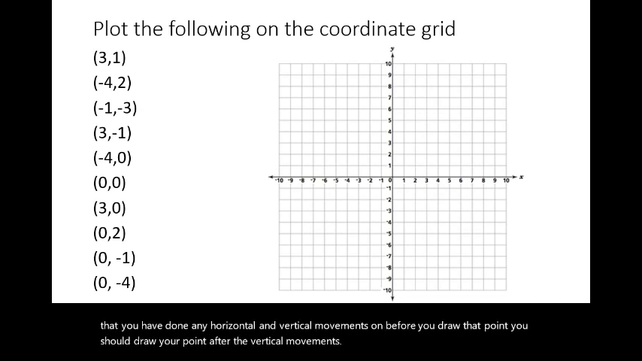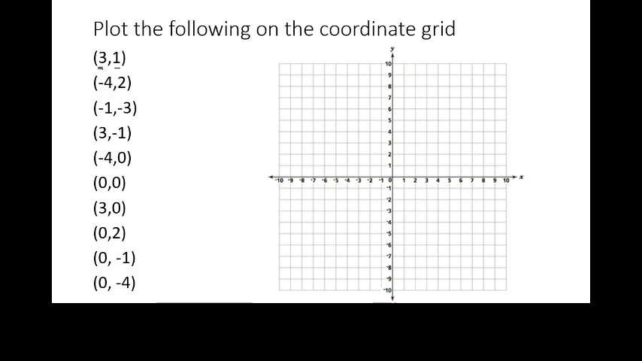So we're going to take each of these points and we are going to plot them on this coordinate grid. So for the point (3, 1), the x-coordinate is +3 and the y-coordinate is +1. So since the x-coordinate is a positive 3, that means this is going to be a movement to the right 3. And since that y-coordinate is positive 1, that is going to be a movement up 1.